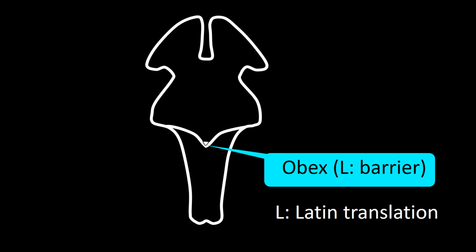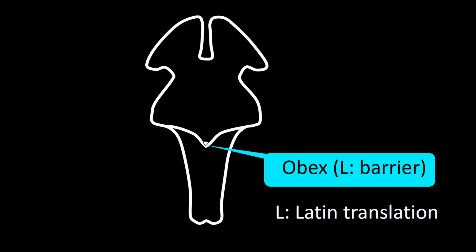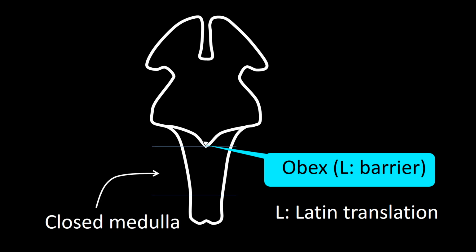For other authors, the obex is the segment of the fourth ventricle that narrows to become the central canal of the spinal cord. One way or the other, the obex can be used as a landmark to separate the closed medulla below from the open medulla above. The open medulla contributes to the appearance of the fourth ventricle.